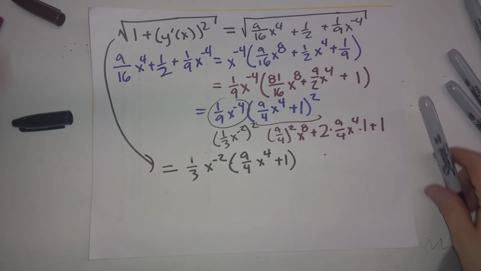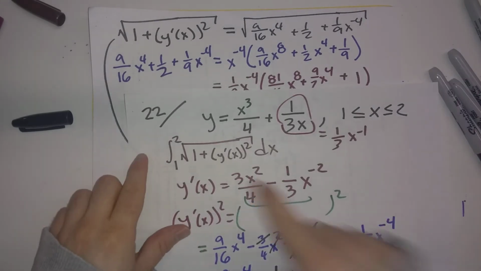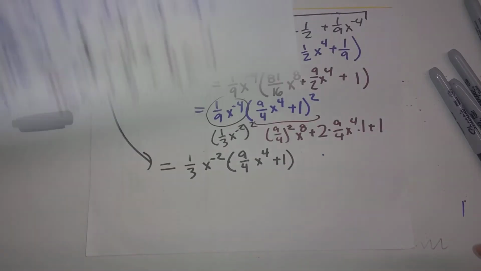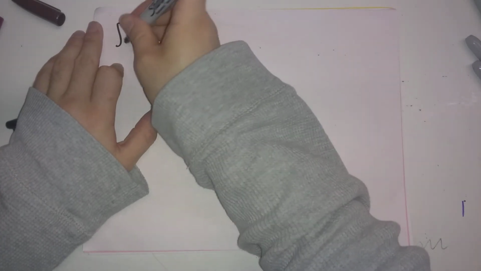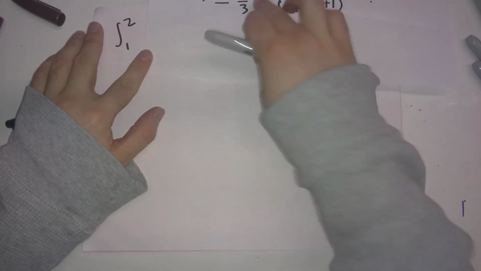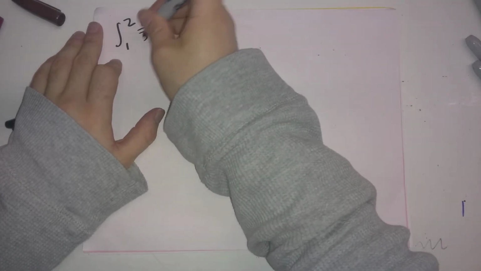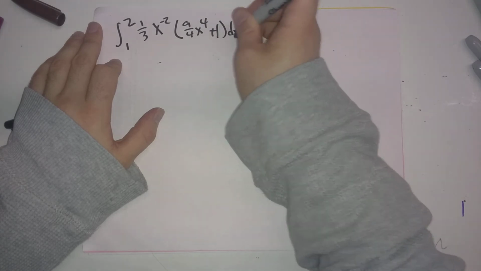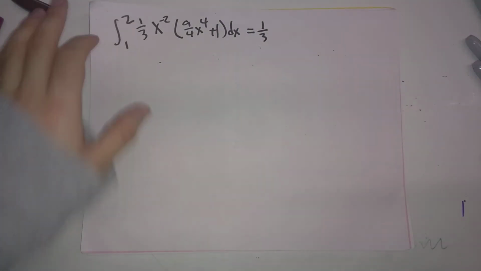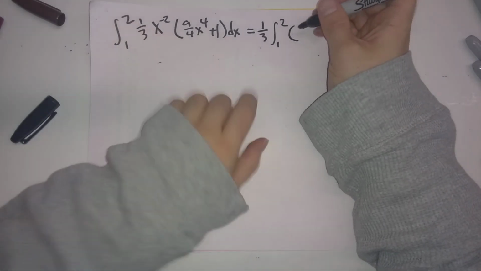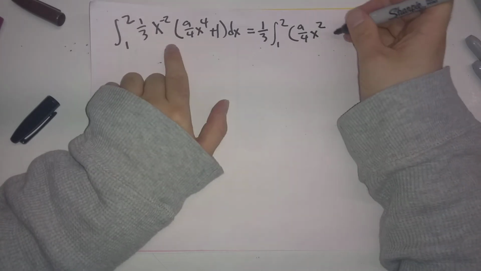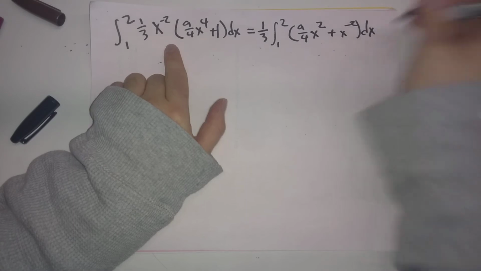So we've done the majority of the work on the problem right now. All we have to do is plop this into our integrand and integrate from 1 to 2. So what happens now? The integral from 1 to 2 of 1/3 x to the minus 2 times 9/4 x to the 4th plus 1. So this is 1/3 times the integral from 1 to 2. I'm going to multiply that through 9 over 4 x to the 4th times x to the minus 2, which is x squared, plus x to the minus 2, dx.